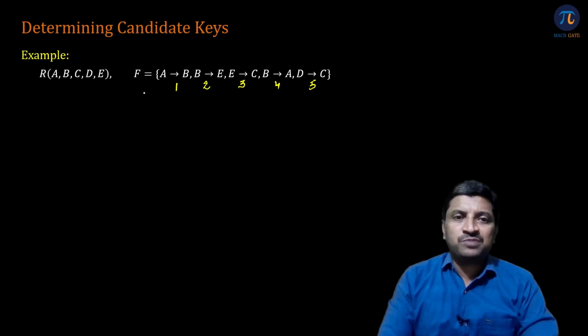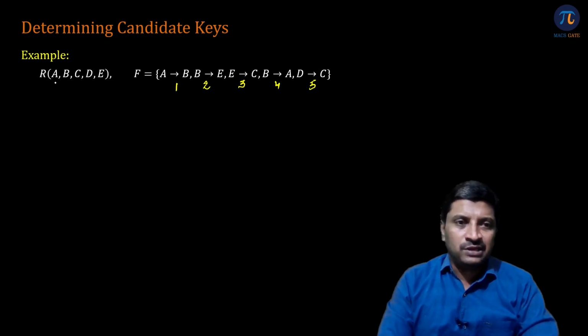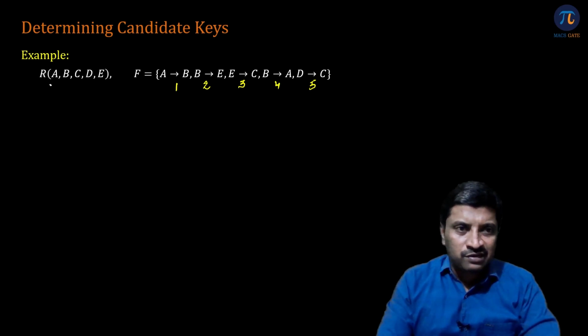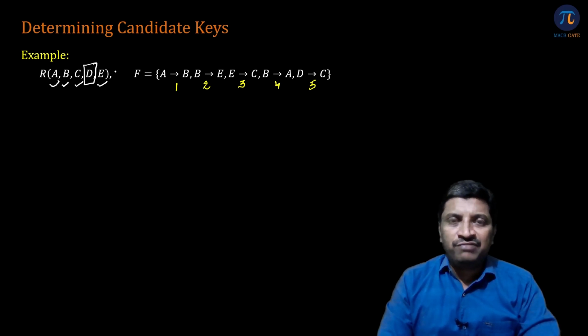What is our first step, sir? Verify whether there is any attribute which is not present on the right side of any functional dependency. A is present on the right side of 4. B is present on the right side of 1. C is present on the right side of 3. Then D is not present. E is present on the right side of 2. So the attribute D is not present on the right side of any functional dependency, so we must include the attribute D in our candidate key.